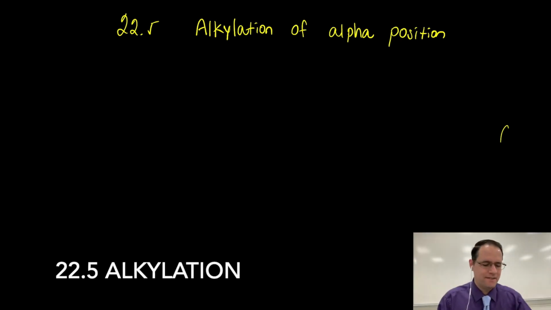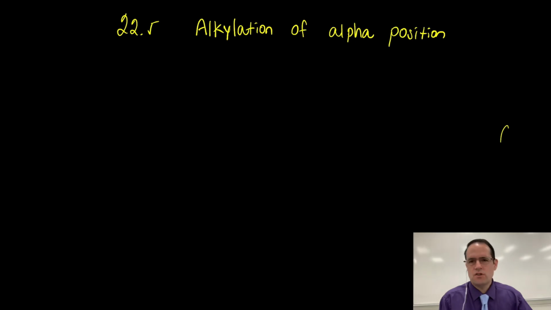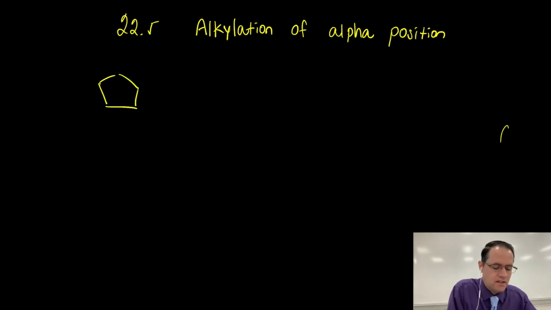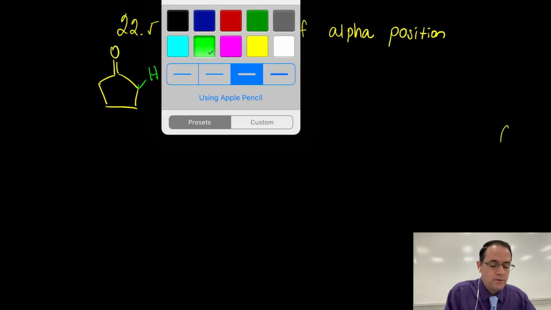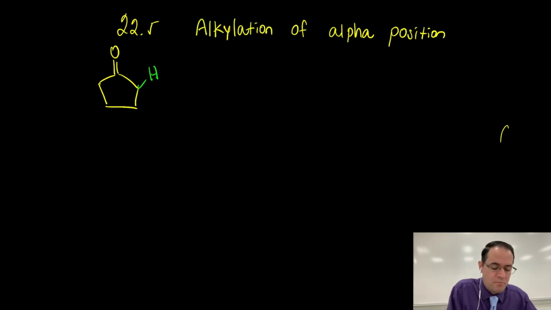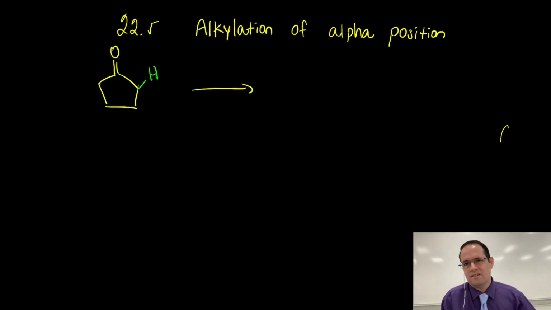Section 5 talks about the alkylation of the alpha position. So remember again, what this entails is taking a ketone or an aldehyde that has alpha hydrogens. And what we do is we treat this with a strong base, either sodium methoxide or LDA. And if we treat this with LDA, you make the enolate.